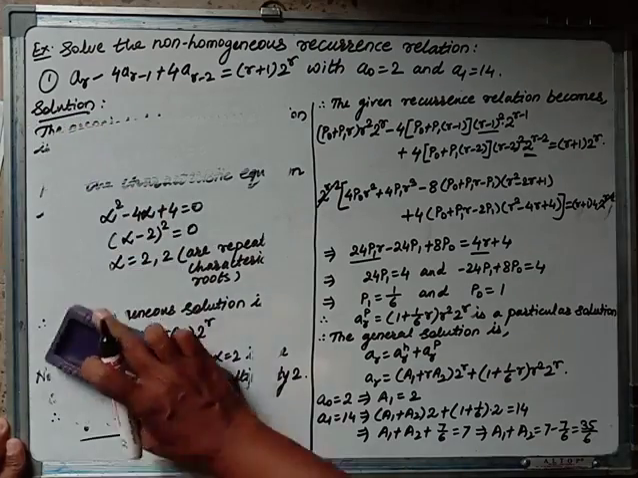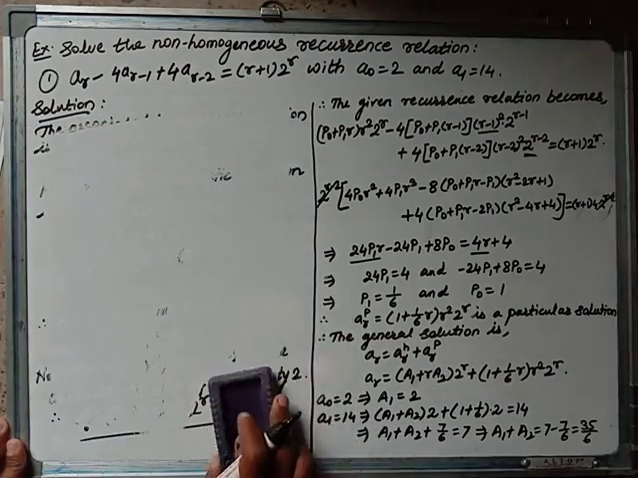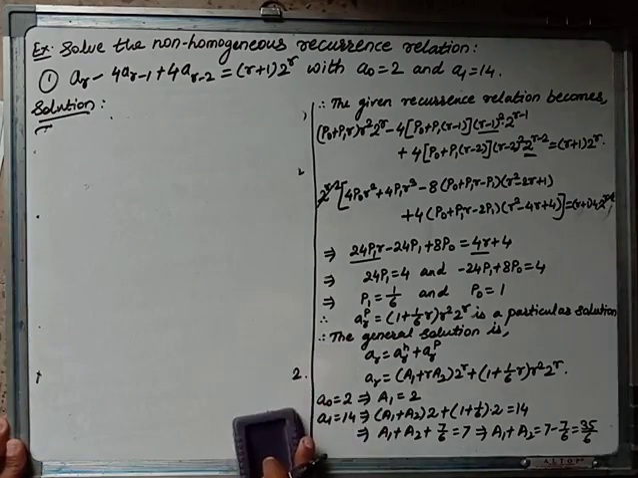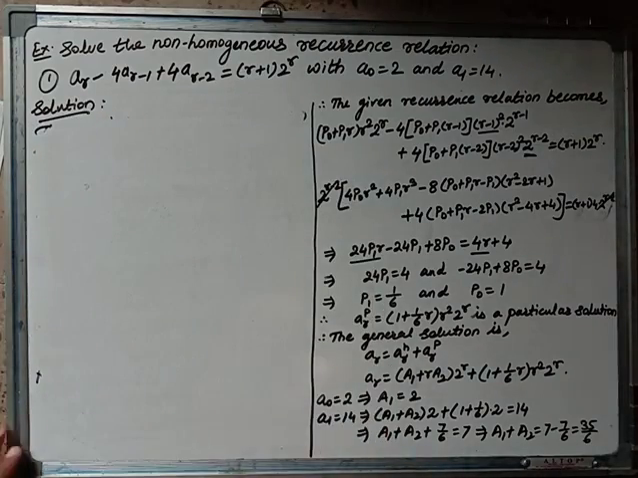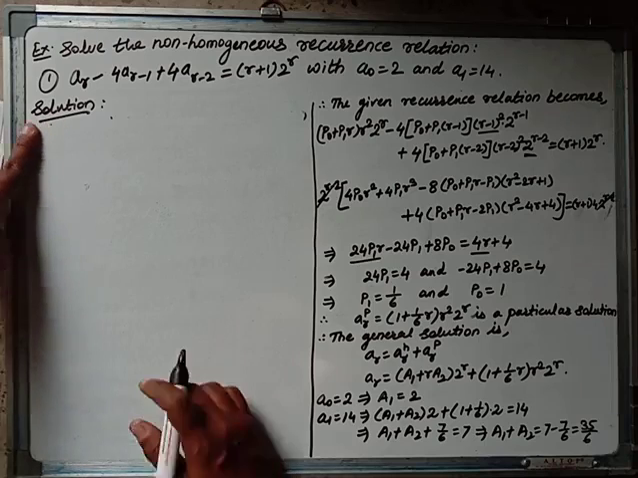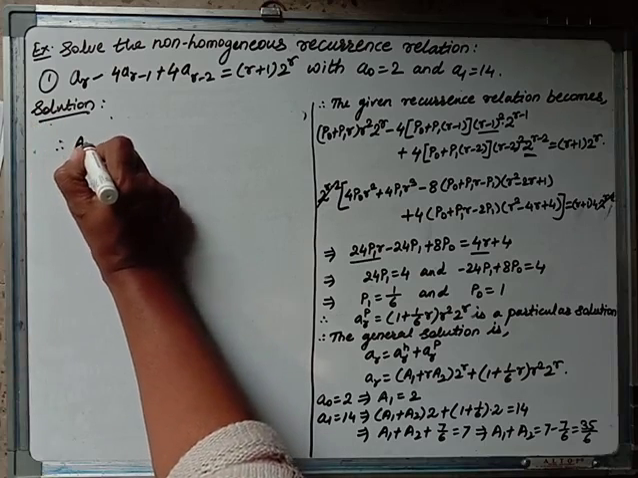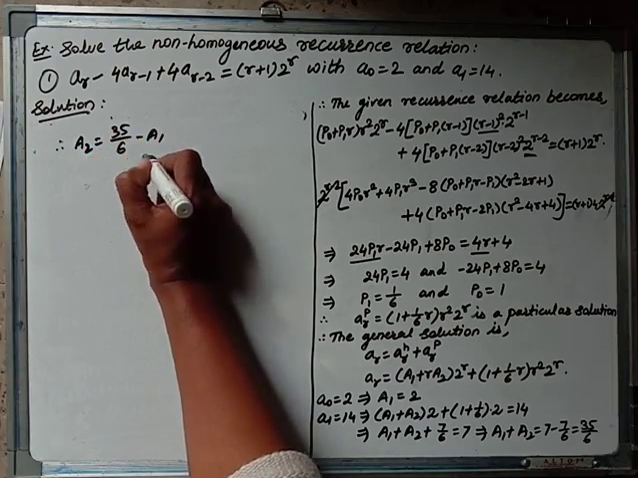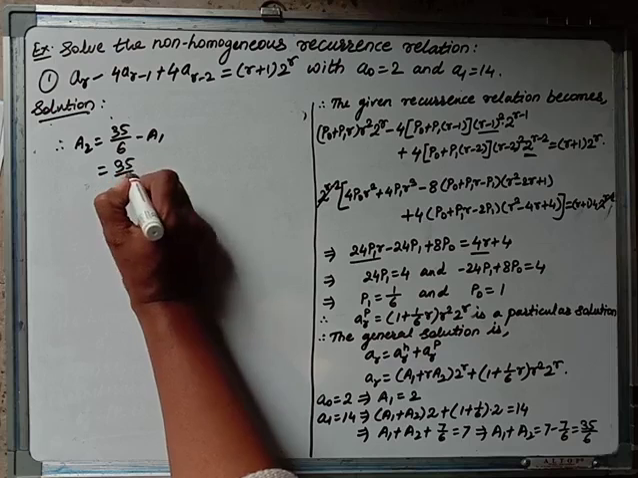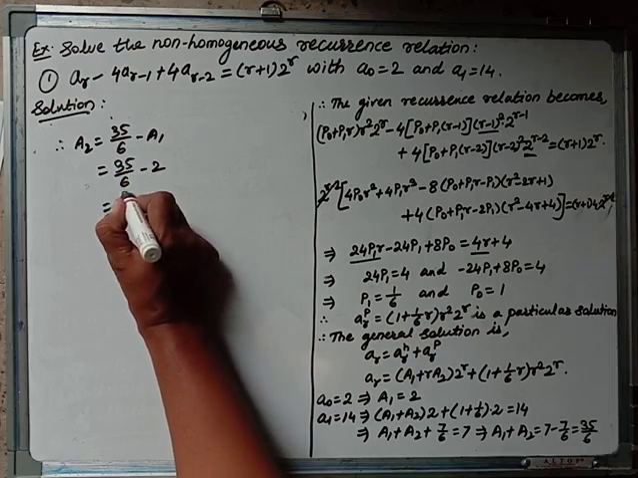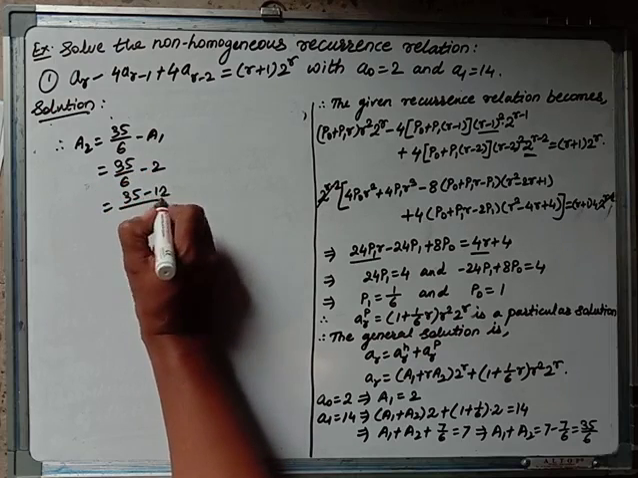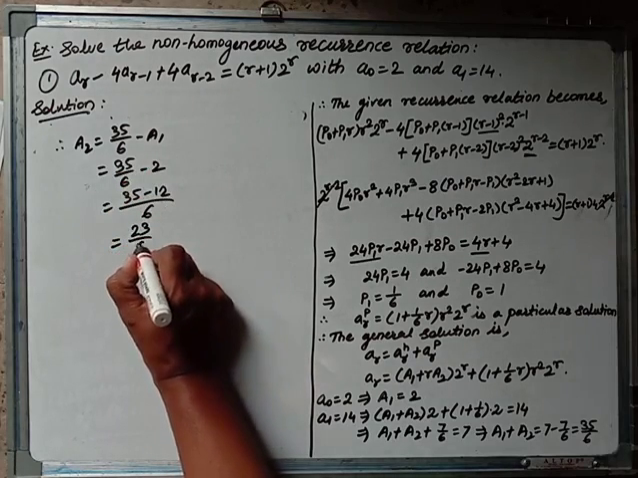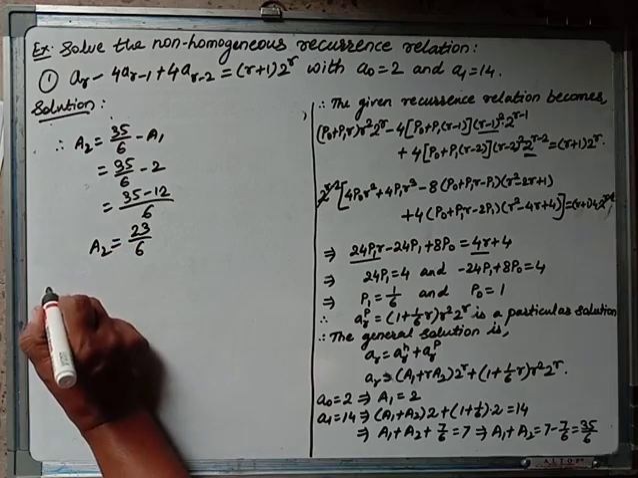Hence, we have A1 is equal to 2. Therefore, A2 is equal to 35 by 6 minus A1. A1 is 2, so 35 by 6 minus 2, which is 35 minus 12 upon 6. So it will be 23 by 6. A2 is 23 by 6.